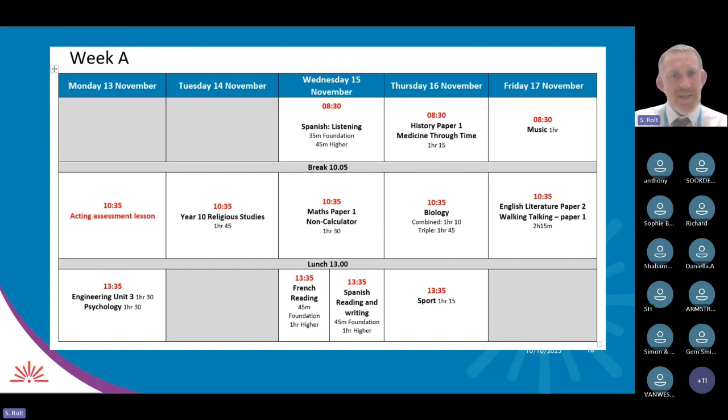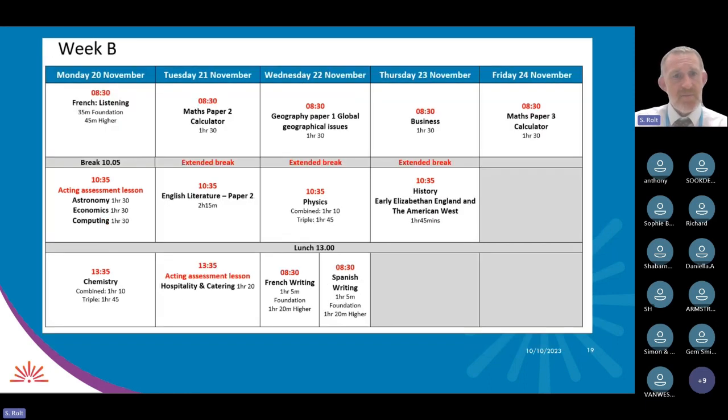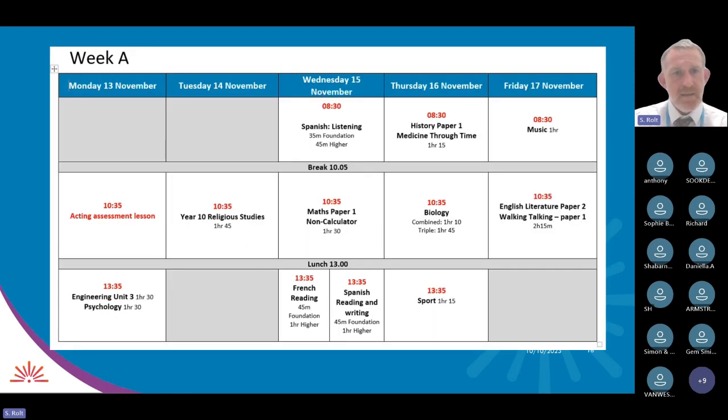The longer exams are always in that second session. And the reason for that is because of the way the breaks are set for Key Stage 4, both Year 10 and Year 11. It means that we have between 8:30 and 10 o'clock for the first session, and then between 10:35 and 1 for the second. So all of the longer exams are in that second session.